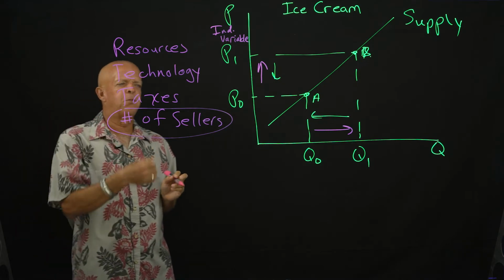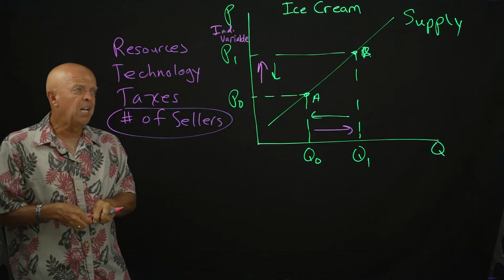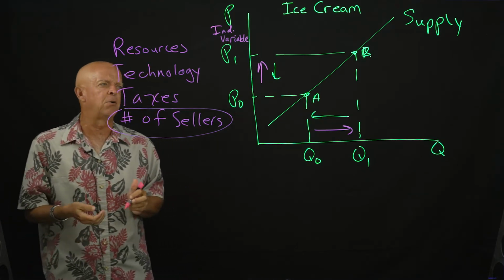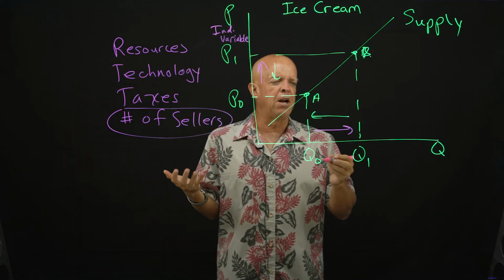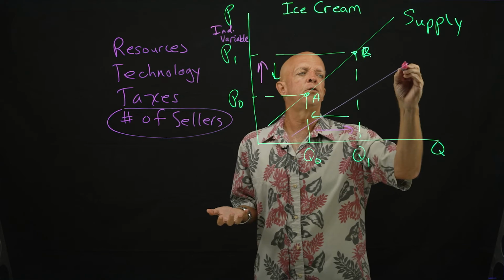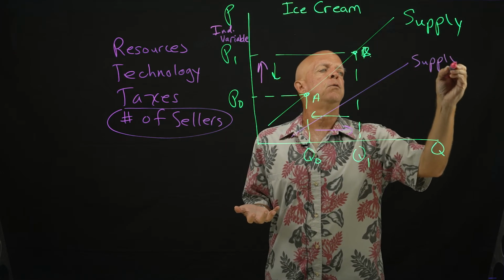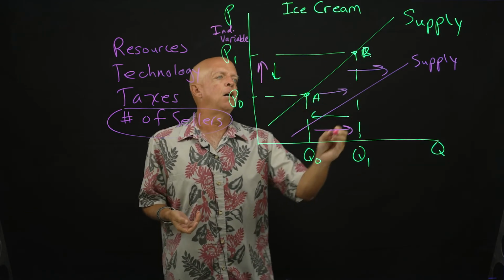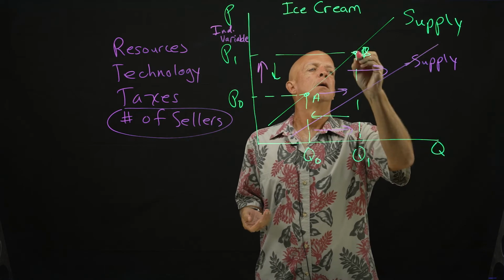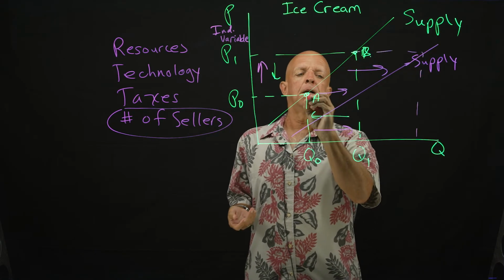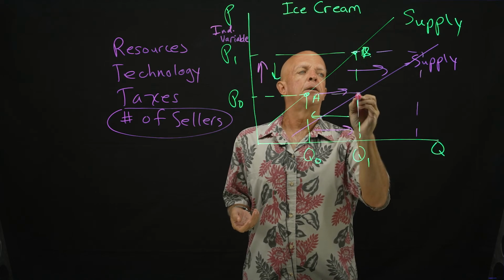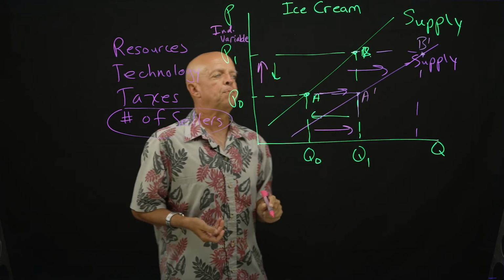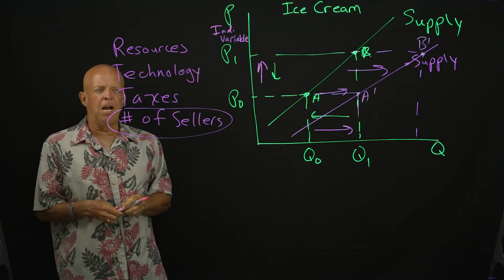And so number of sellers strictly means how many sellers of ice cream would there be. If there are more sellers, let's say more sellers enter into the market, that means there's going to be more ice cream and our supply curve will shift to the right. There we go, shift to the right. And more ice cream will be on the market at every price. Let's call this B prime and A prime. More ice cream will be on the market at every price.